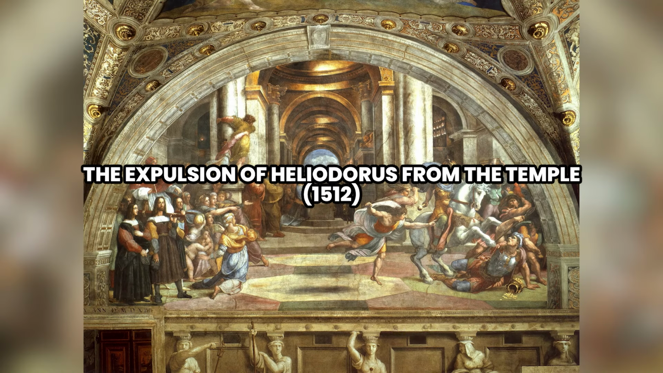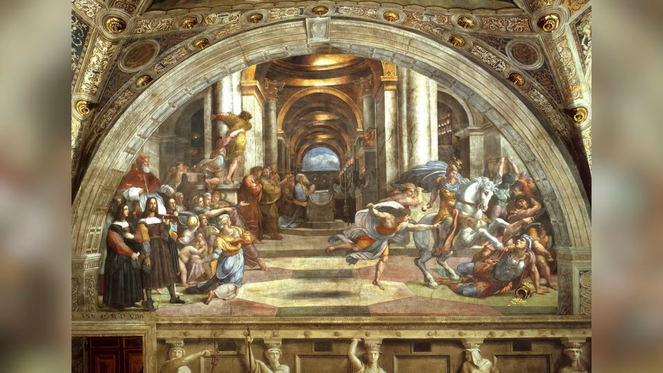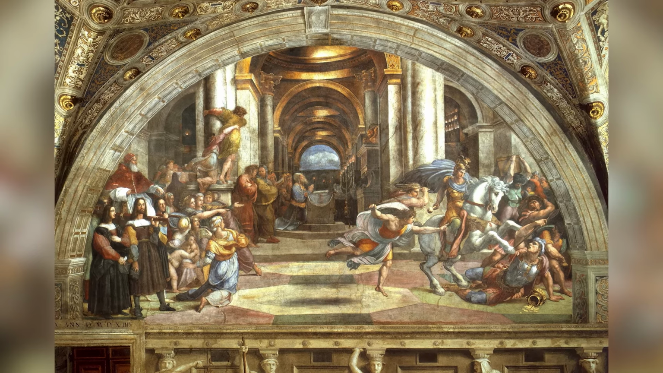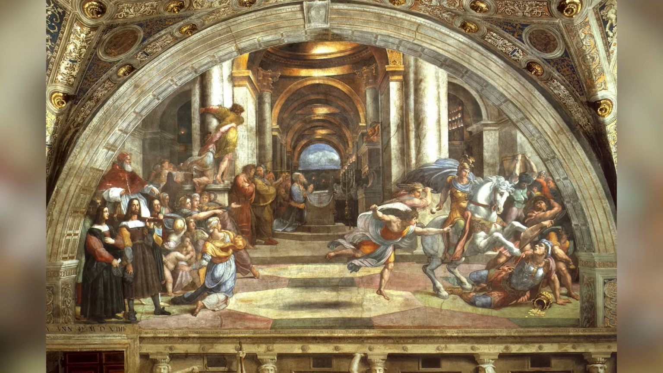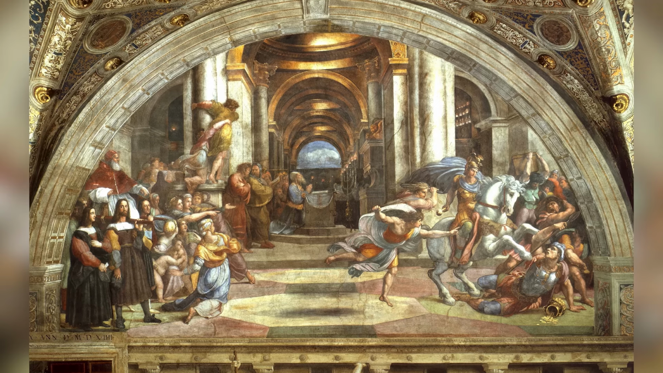Number 49. The expulsion of Heliodorus from the temple, 1512. In the vibrant context of the 16th century, when Italian Renaissance art was at its peak, Rafael Sanzio was commissioned to decorate the Vatican rooms, a project that would mark a milestone in his career.